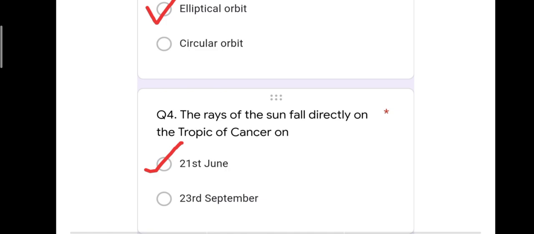Whereas on 23rd September, direct rays of the sun fall on the equator, and at this position neither of the poles is tilted towards the sun. So the correct option is 21st June.